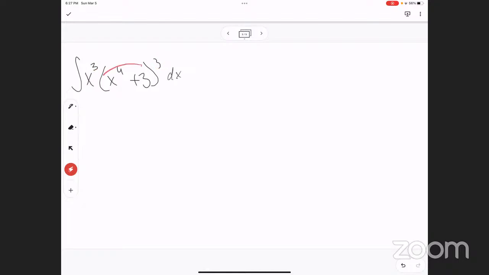Maybe if this whole thing was u, then I would have u cubed, and maybe this would have something to do with the derivative of this. I'm hoping. So that's what I'm thinking in my head. It's a hunch I have. So I'm going to let u equal x to the 4th plus 3. And that means du dx. What would du dx be?